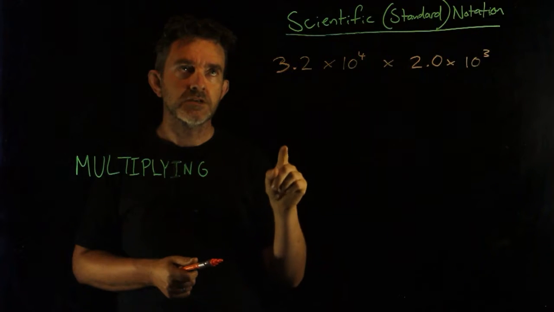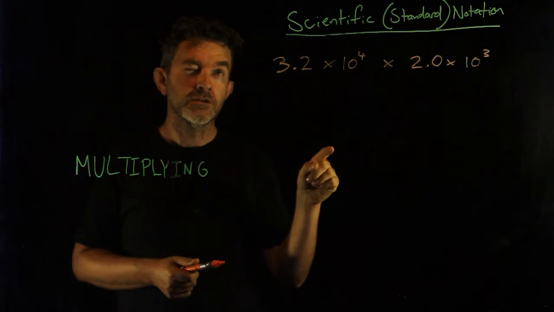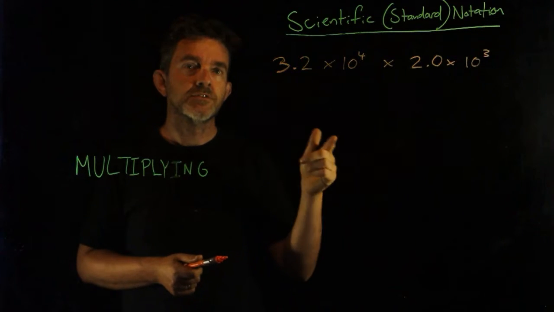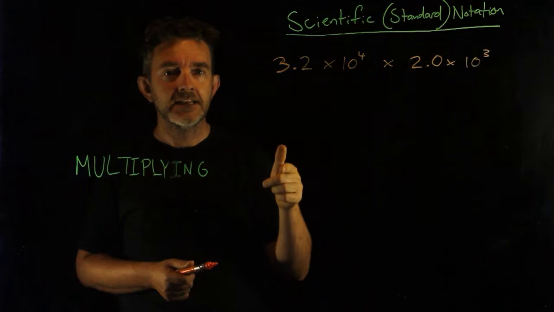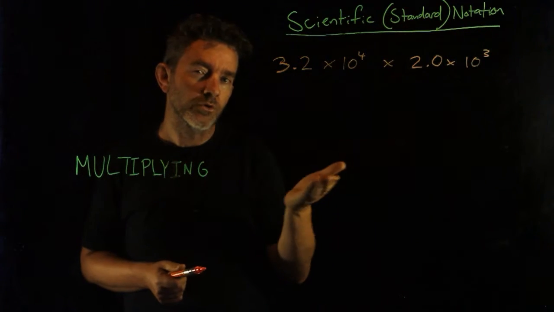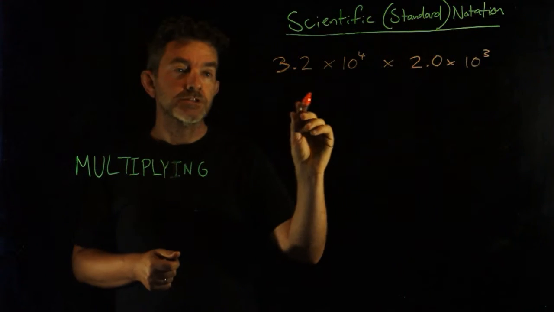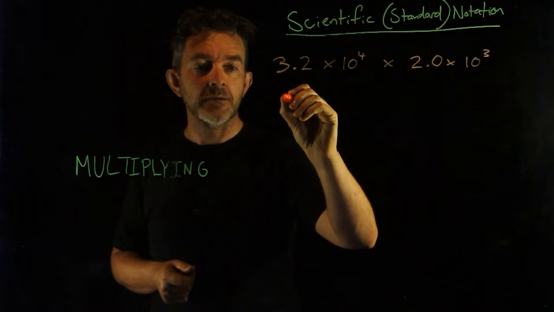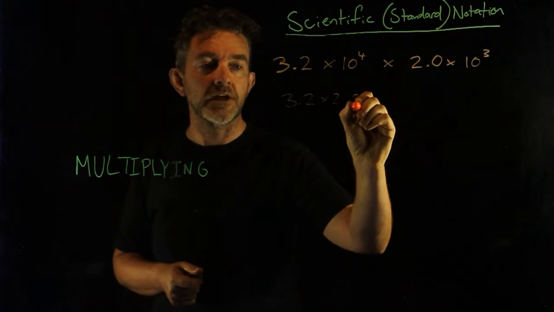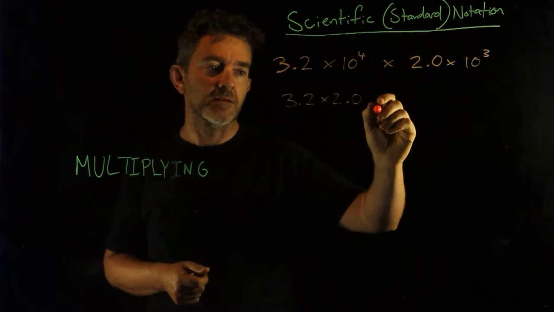3 times 4 times 2: 3 times 4 is 12, times 2 is 24. Or if I did the 4 times 2 first, I'd get 8, times that by 3, I'd get 24. So it doesn't really matter what order you multiply things together if they're all being multiplied. So what I'm going to do is get the numbers 3.2 and 2.0 and multiply them together, and get the tens with the powers and then multiply them together.